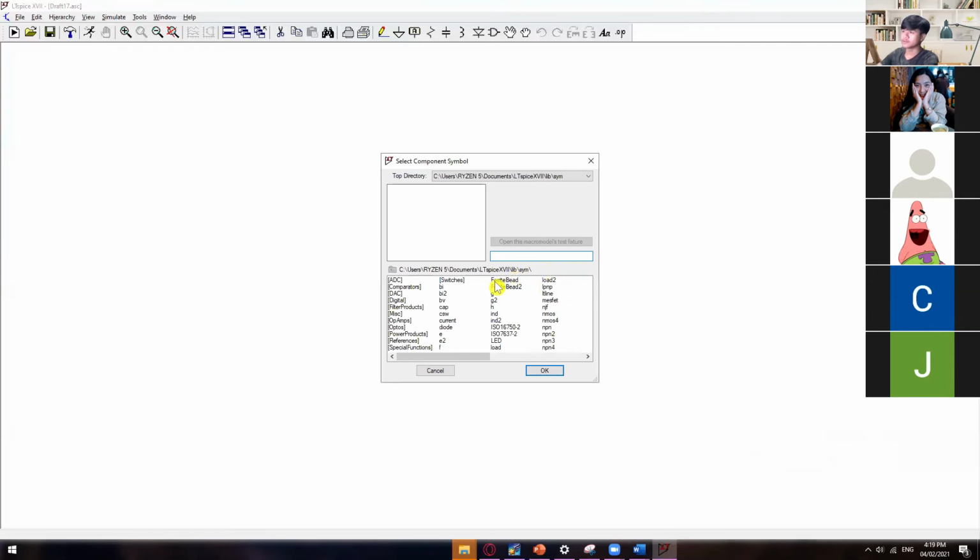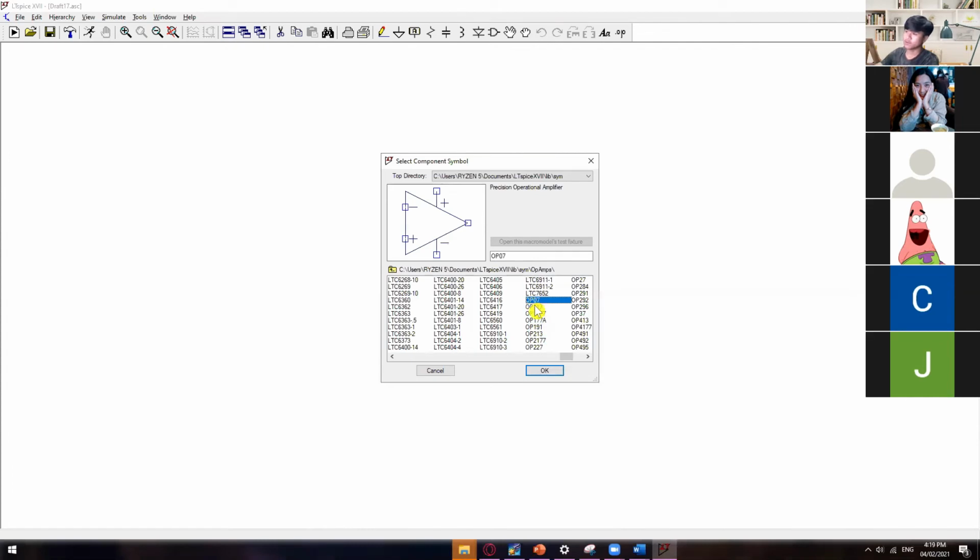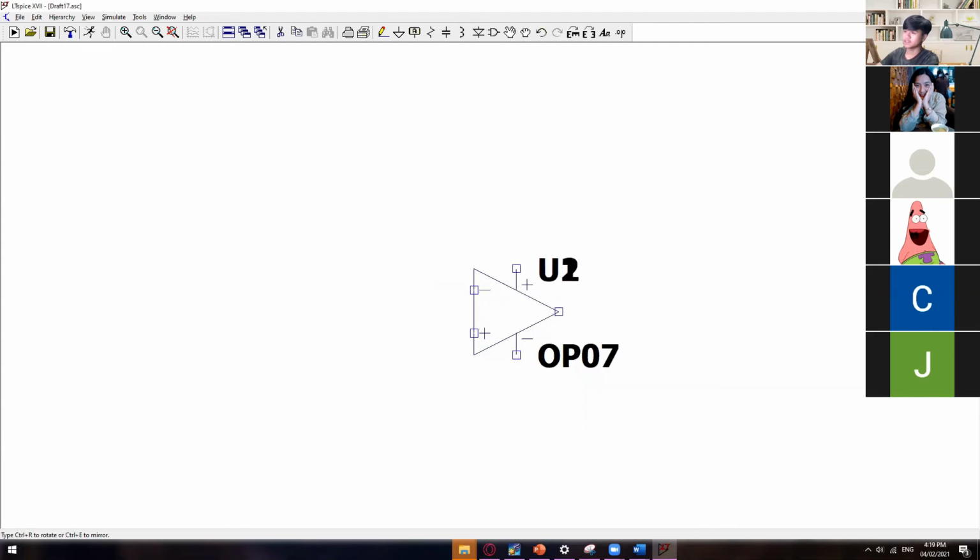So go to the components and then op amps, and then look for the OP07. So letter O, there you go. So it's OP07. So just get that one, and then I'll create the real voltages first.